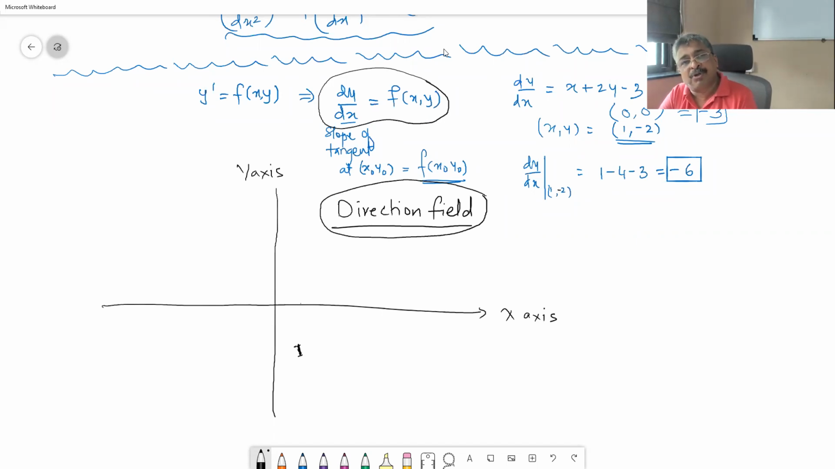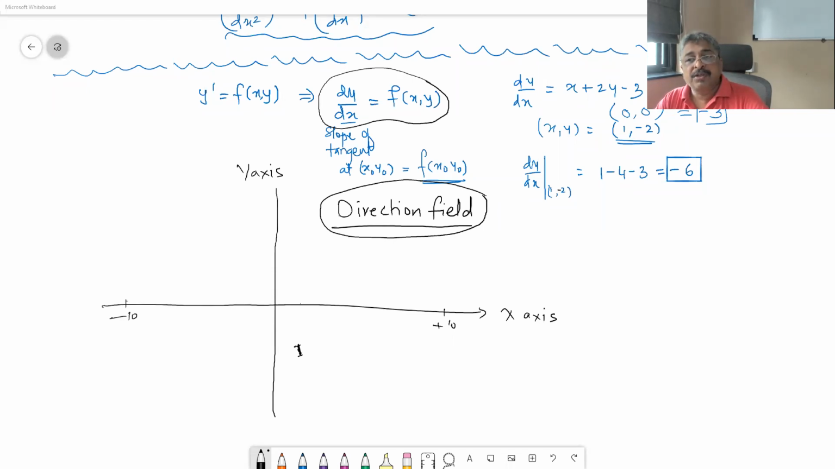If we write a computer program and run it, within no time you will get the field, say from minus 10 of x to plus 10 of x, and corresponding values on the y-axis also.